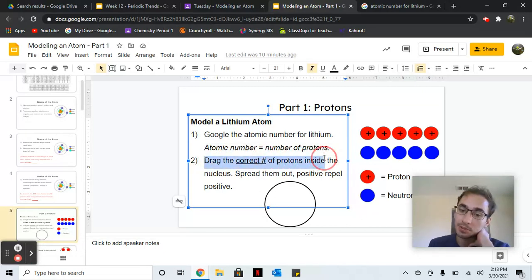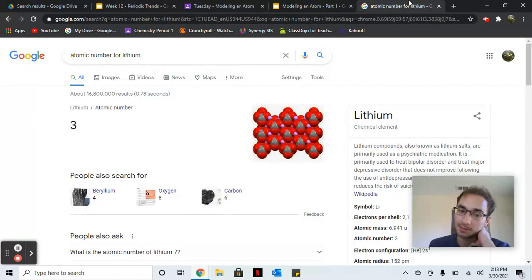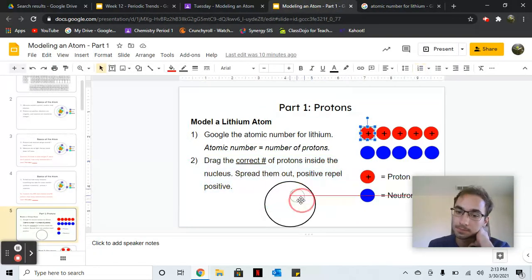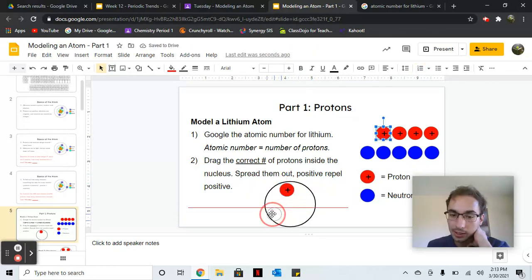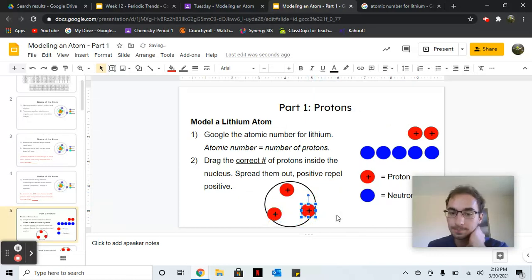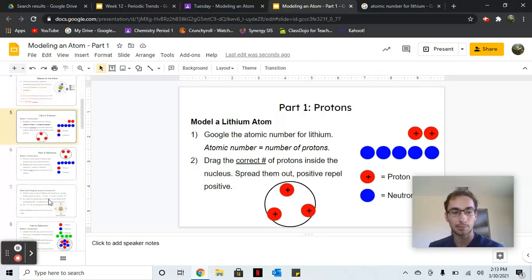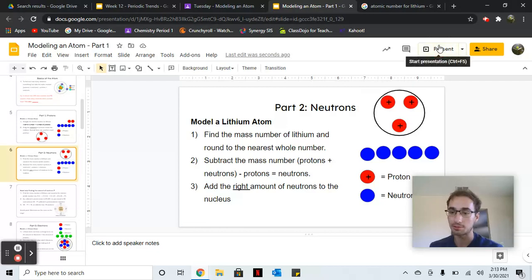Drag the correct number of protons inside the nucleus and spread them out. Positive repels positive. Okay, here we go. 1, make them like a triangle so they're spread out. 2, 3. Something like this. Those are lithium's protons.